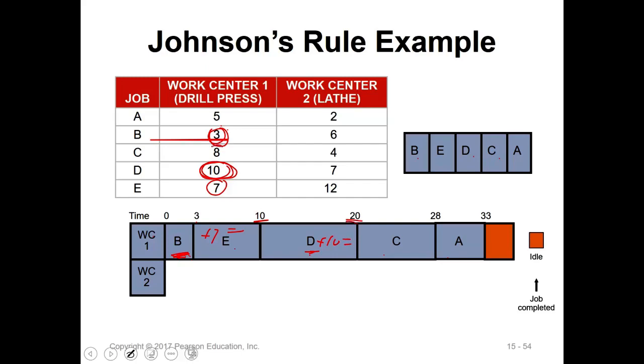And C, it is 8. So C, it is plus 8. Now, after finishing D, it is at 20. 20 plus 8 equals 28. And A is the last one, so plus 5. And for work center 1, you finish all of the jobs, B, E, D, C, A. Now, the final completion time is 33.